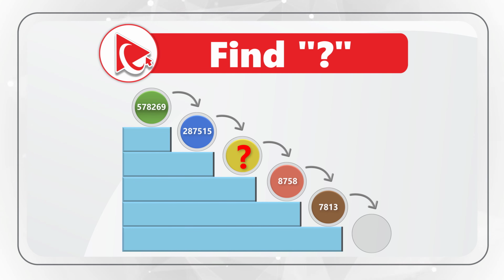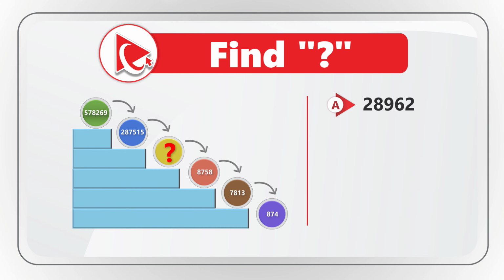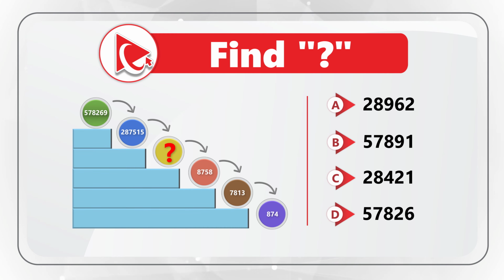And then as it continues to roll to the last step, it's a purple ball with the numbers 8, 7, 4 inside. We need to calculate the missing number and select out of 4 possible choices. Choice A, 28,962. Choice B, 57,891. Choice C, 28,421. And last but not least, choice D, 57,826. Take a close look to see if you can complete the calculations.